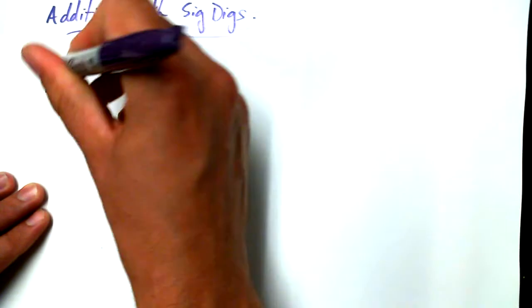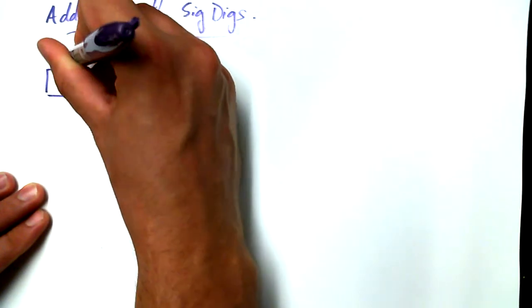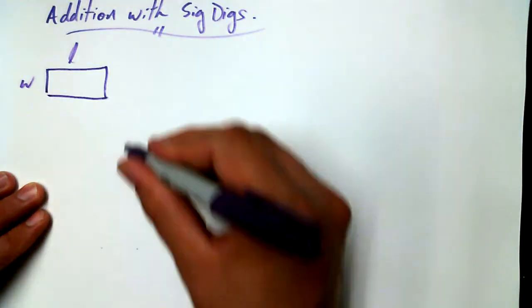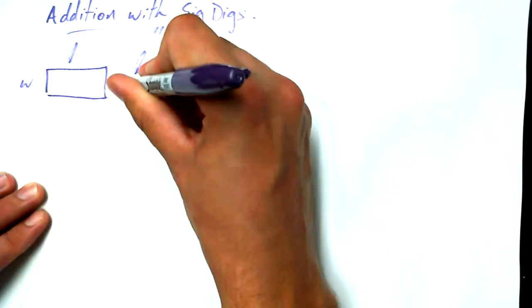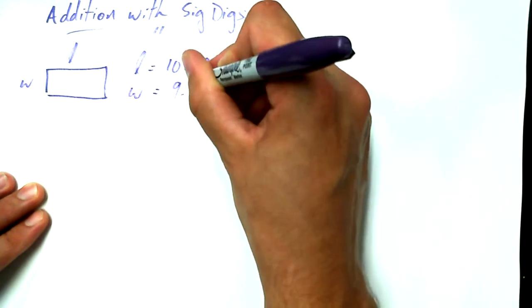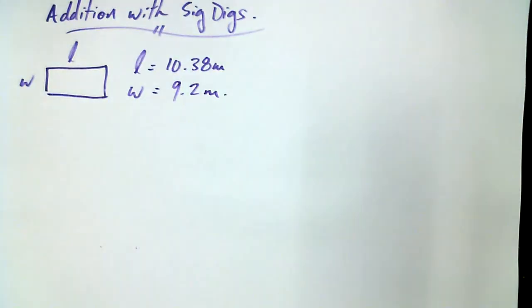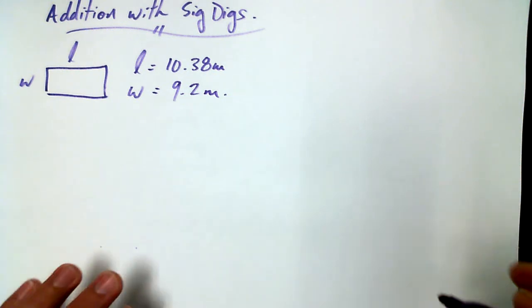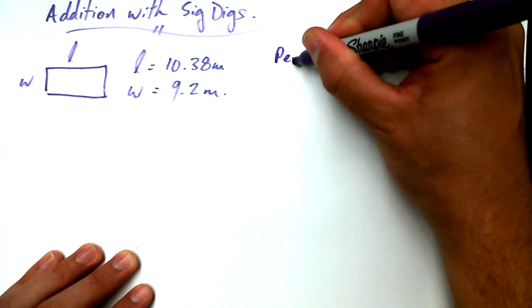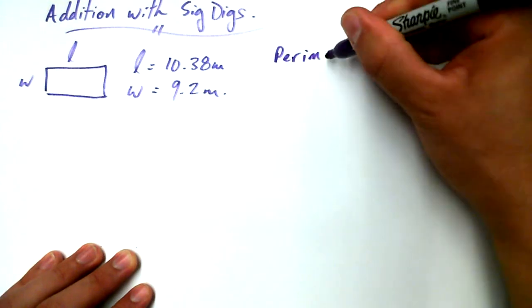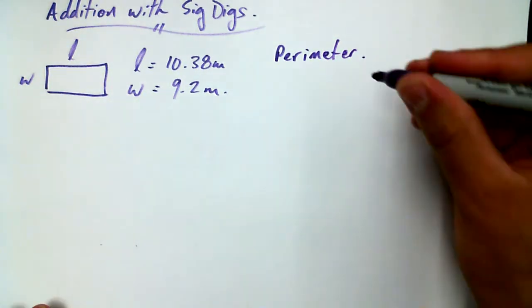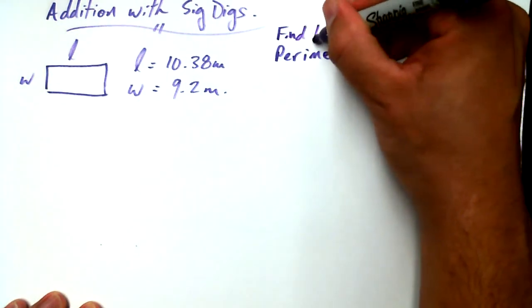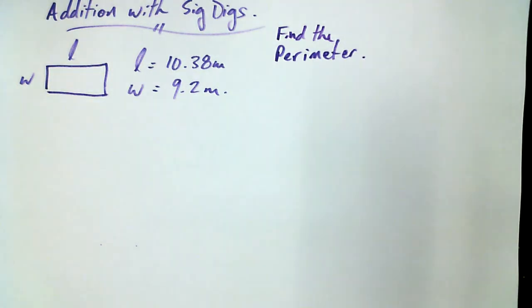So let's work with the same rectangle as we had before. It's got a length, it's got a width. We've got a length of 10.38 meters. We've got a width, we stated, of 9.2 meters. And if we're just going to do an addition process, let's find the perimeter, okay? So the requirement is to find the perimeter. Before we do it, I'll give you the rule.